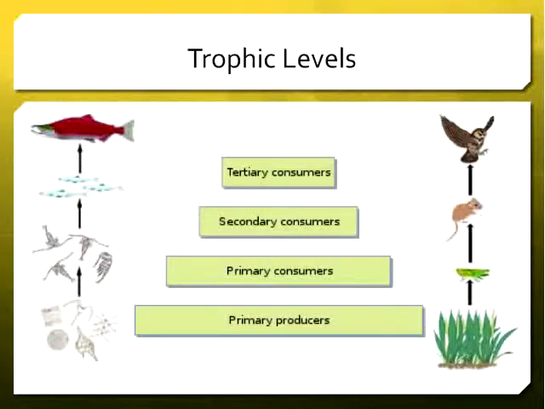Then we talk a little bit about the trophic levels. You start on the bottom with the primary producers, such as this grass or the plants at the bottom of the ocean. Then we move into primary consumers, such as the grasshopper, which eats the producer, or the plankton. Then we go to the secondary consumers, such as the small fish that eat these little plankton, or the mouse that eats this grasshopper. And then we move on to the tertiary consumers, such as the big fish eating the little fish and the owl eating the mouse.